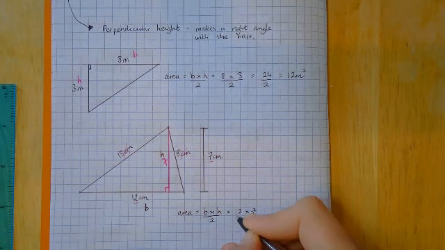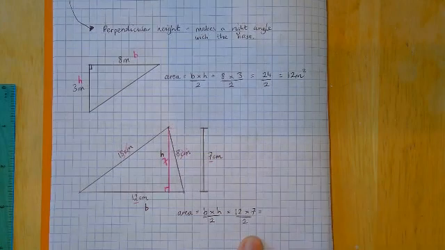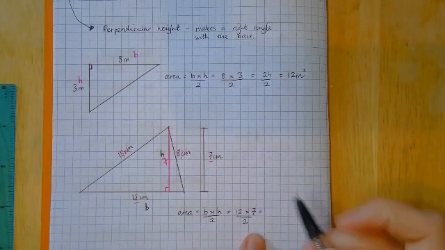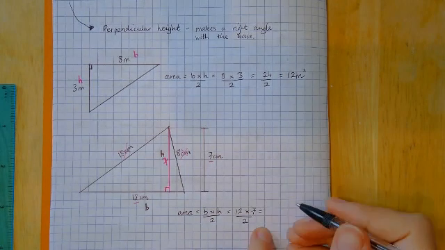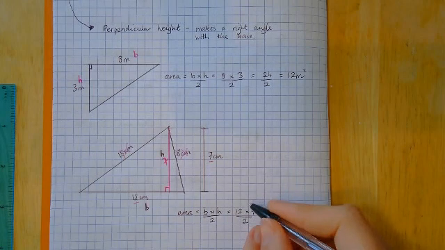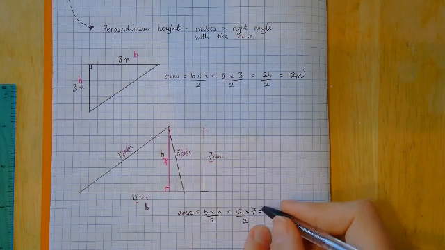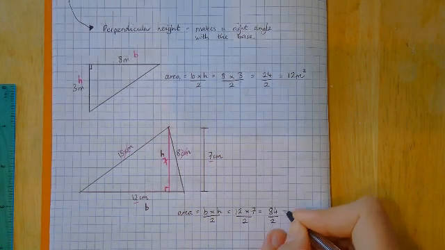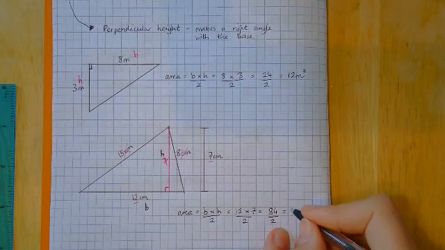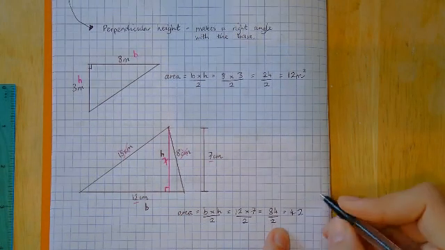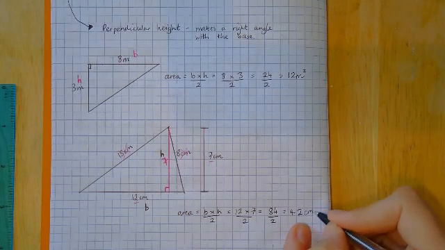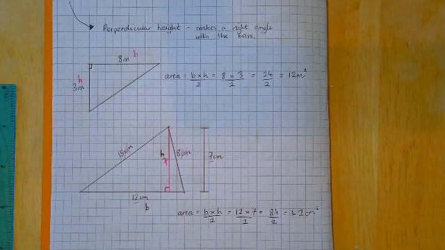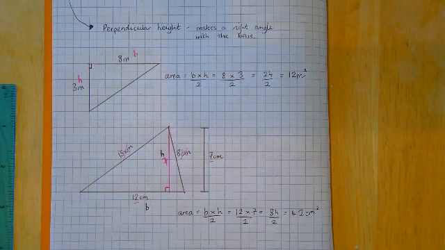Okay, so your base is 12 and your height is 7. Then we need to divide it by 2. So 12 times 7, if you don't know it, do 12 times 10 and 10 times 7 and 2 times 7 and add them together. So 84 divided by 2. And 84 divided by 2 is 42. And what am I in? Centimetres squared.